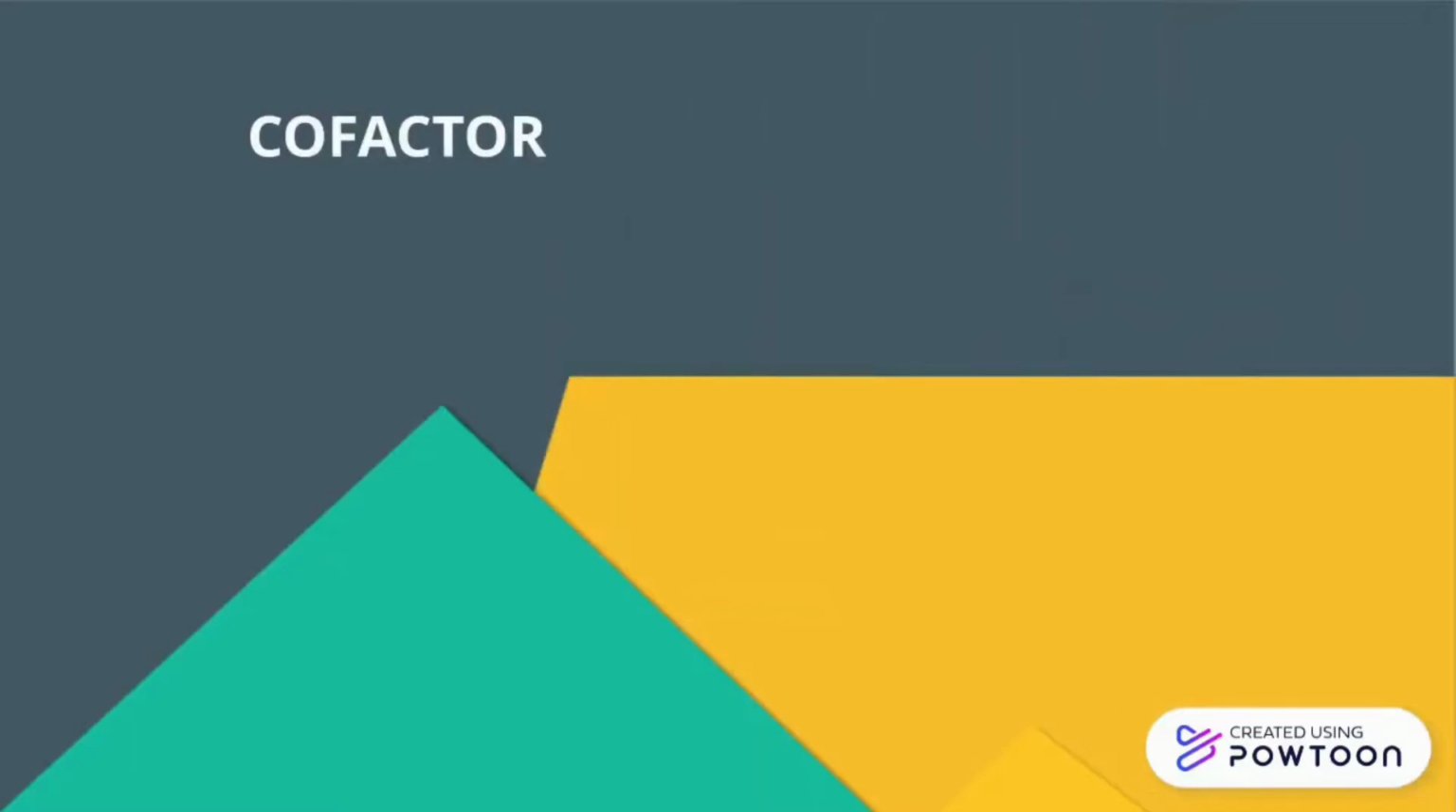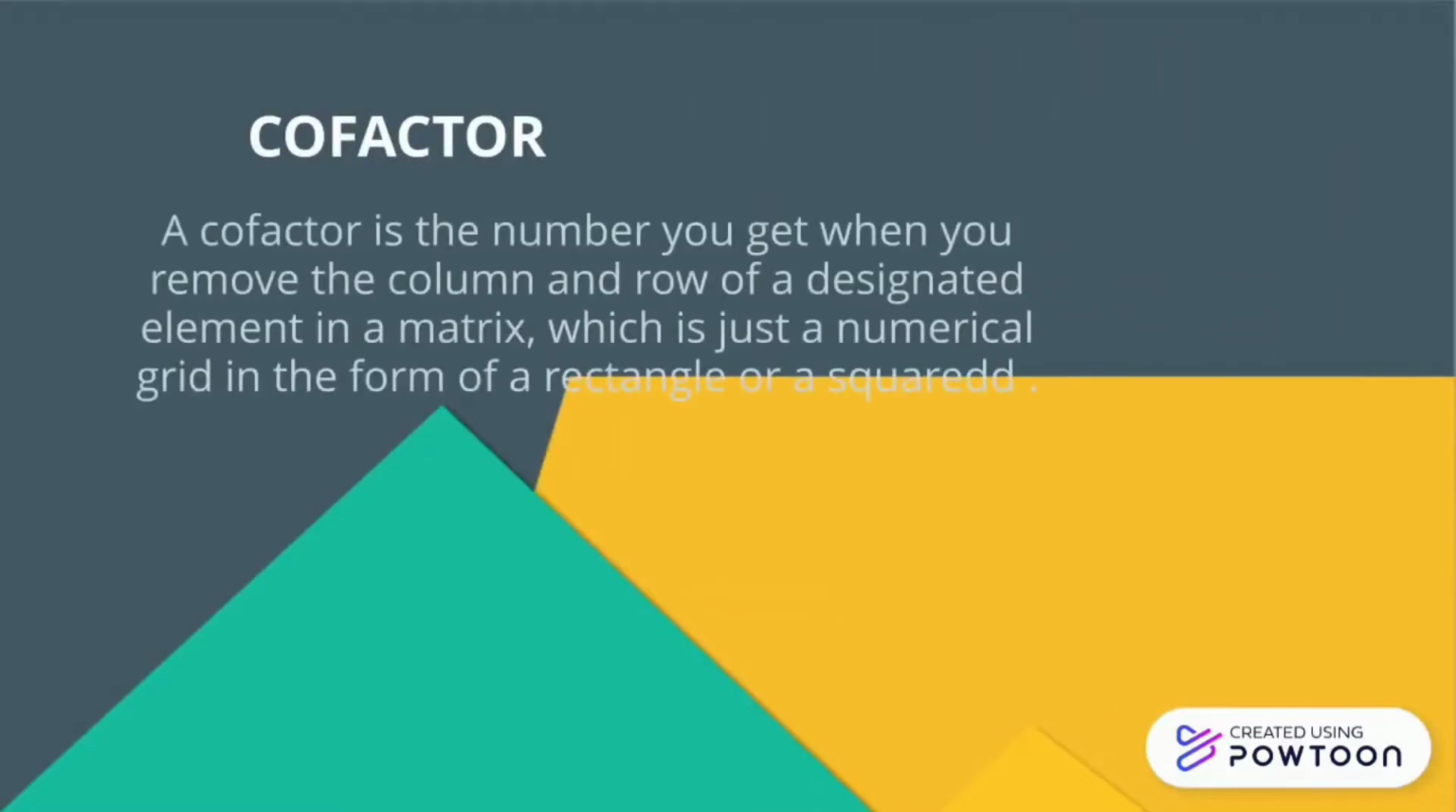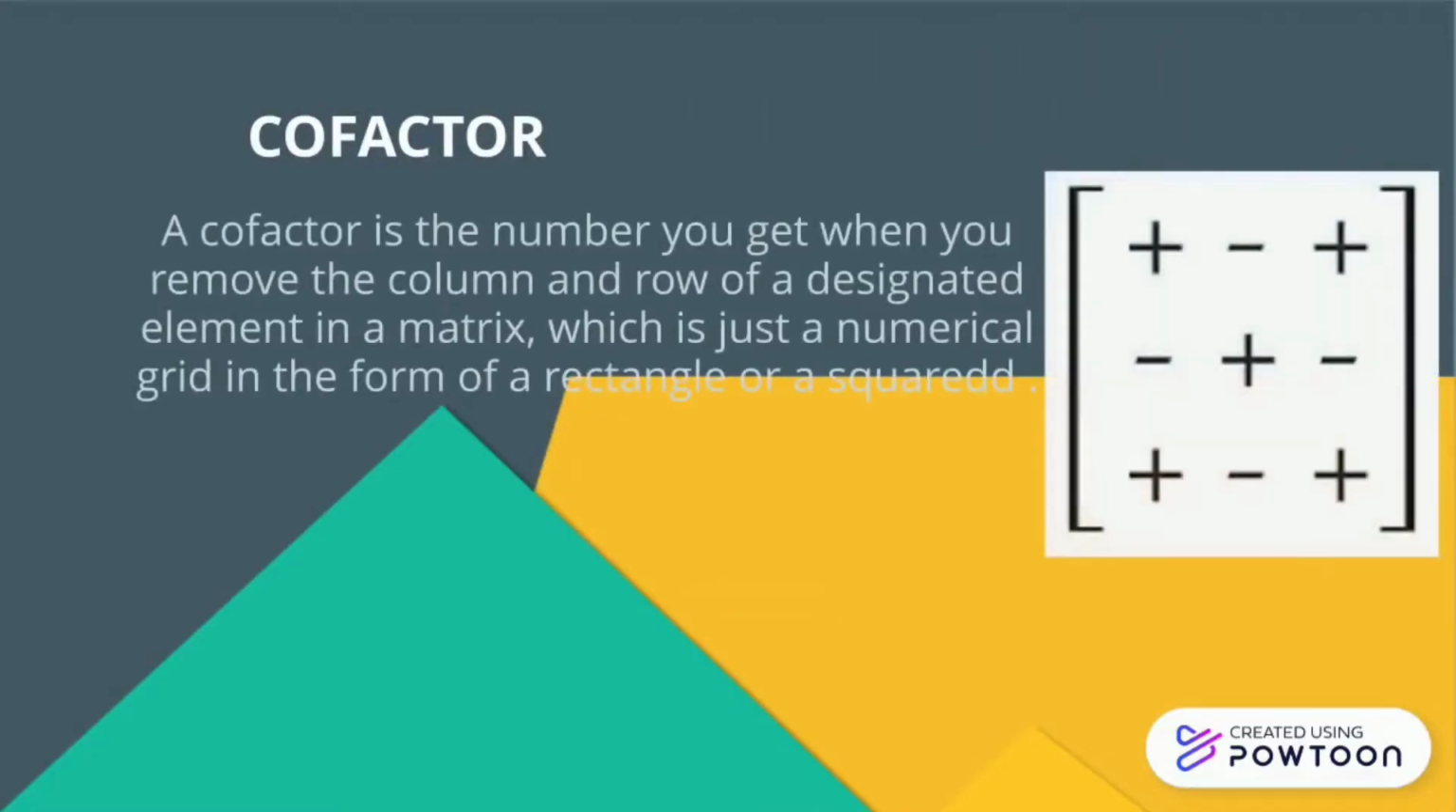A cofactor is the number you get when you remove the column and row of the designated element in the matrix, which is just a numerical grid in the form of a rectangle or a square.